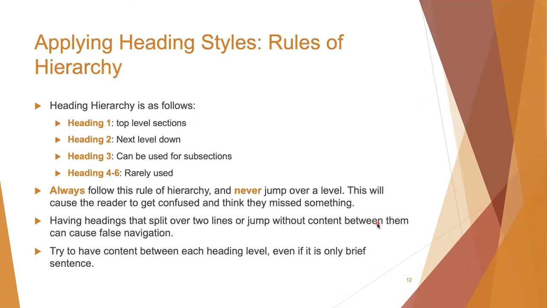So now I'm going to tell you about the rule of hierarchy. The rule of hierarchy is fairly straightforward. Only go up or down by one level in the hierarchy and never jump over a level. So never go from level one to level three, okay? This will cause the reader to get confused and think they've missed something. So never go from heading level one to heading level three, because that's going to cause confusion and then the reader is going to think that they missed something.